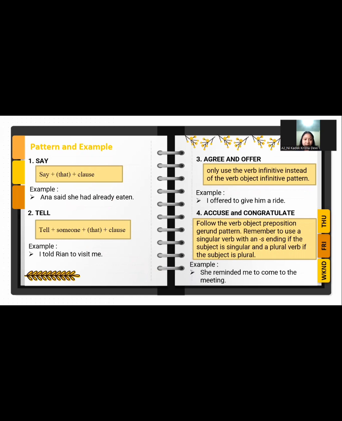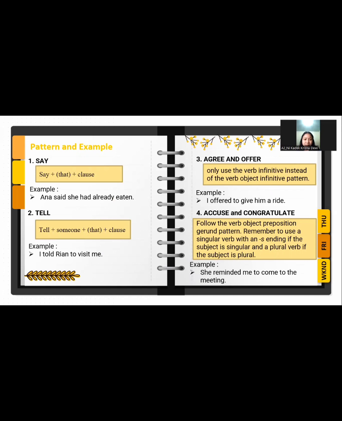Okay, this is the pattern and example. Number 1 is say. The pattern is say plus that plus clause. The example is Anna said she has already eaten. Number 2 is tell. The pattern is tell plus someone plus that plus clause. For example, I told Rian to visit me.